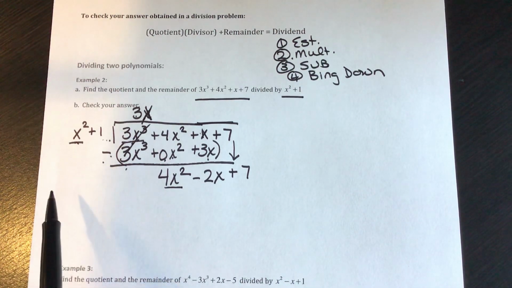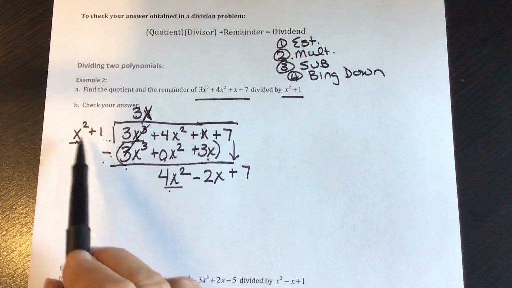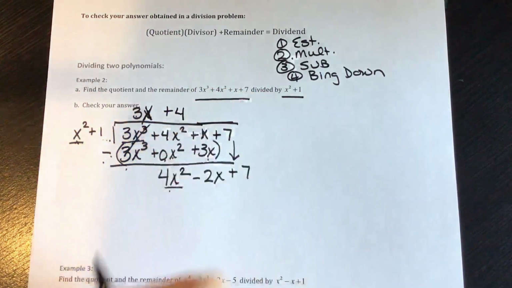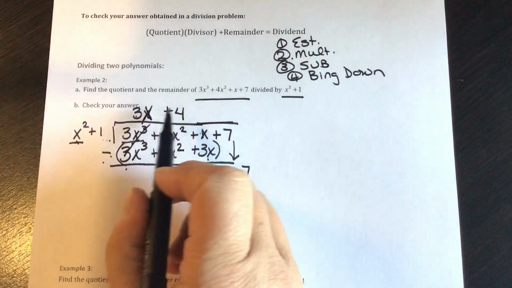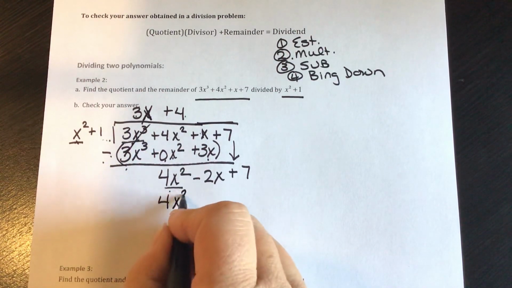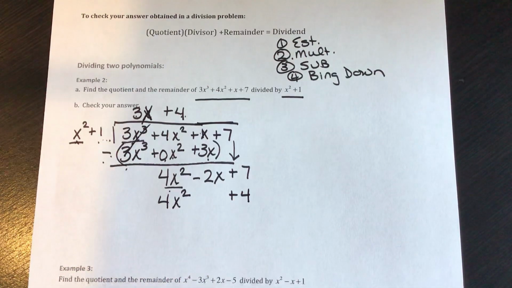And that would be 4 times, because 4 times x squared is 4x squared. So that would be a plus 4. And I multiply, 4 times x squared is 4x squared, and then 4 times 1 is 4. So I have a plus 4 here.